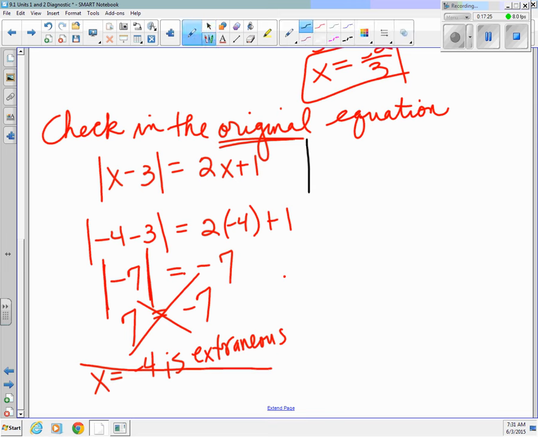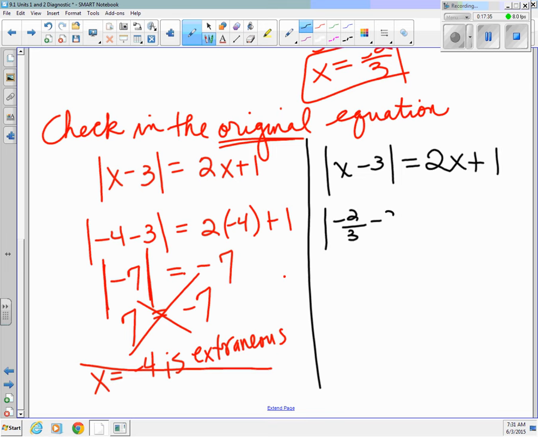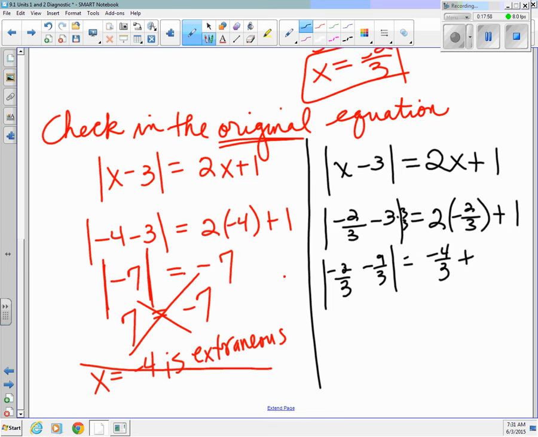All right, back to the other equation, the other solution rather. I have the same equation. Notice again, I'm checking in the original equation, and my x is negative 2/3. So I have negative 2/3 minus 3, absolute value equals 2 times negative 2/3 plus 1. Yes, you should be able to do this arithmetic without a calculator. So I have absolute value of negative 2/3, and 3, if I multiply by 3 over 3, is negative 9/3. Does that equal this? Well, let's see. 2 times negative 2/3 is negative 4/3. 1 is 3/3. So now let's see if this works.